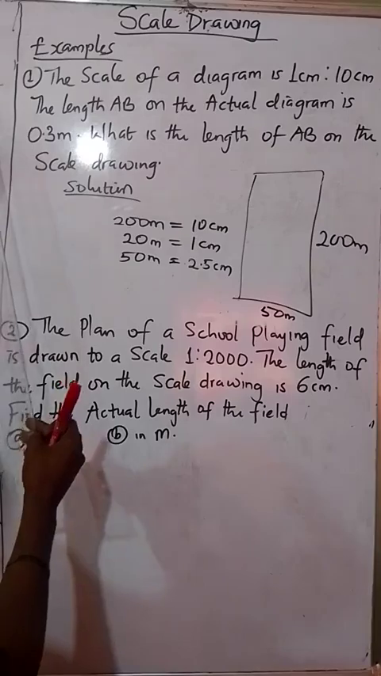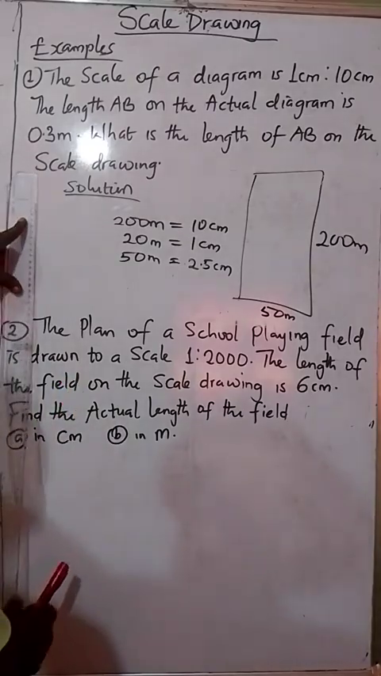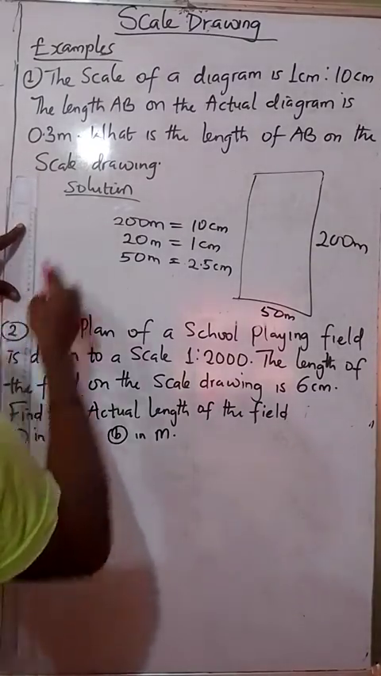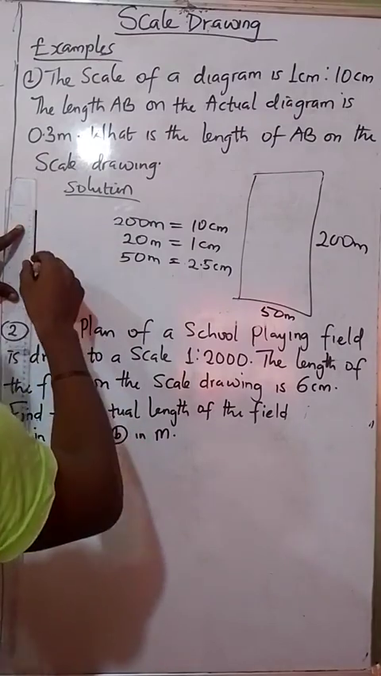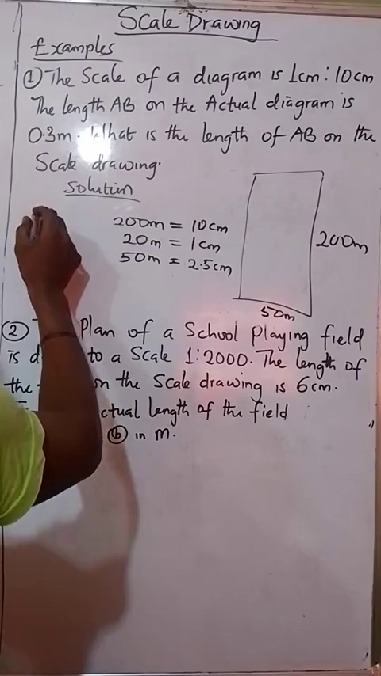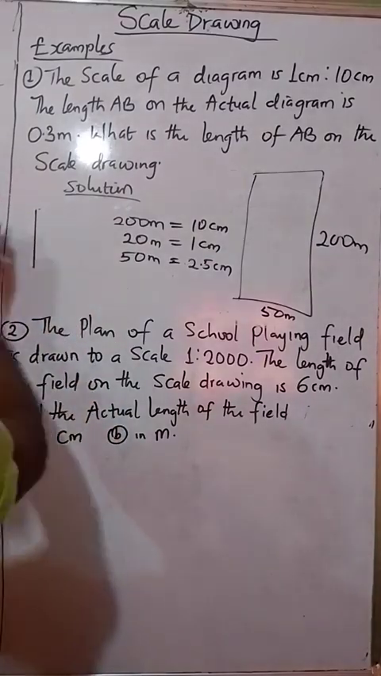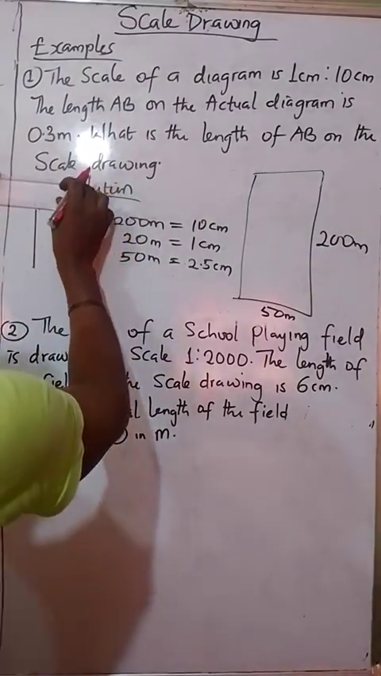So when I want to draw this story building in my book, I just draw 10 centimeters for the height, and I will draw 2.5 centimeters for the base. This is my 2.5.